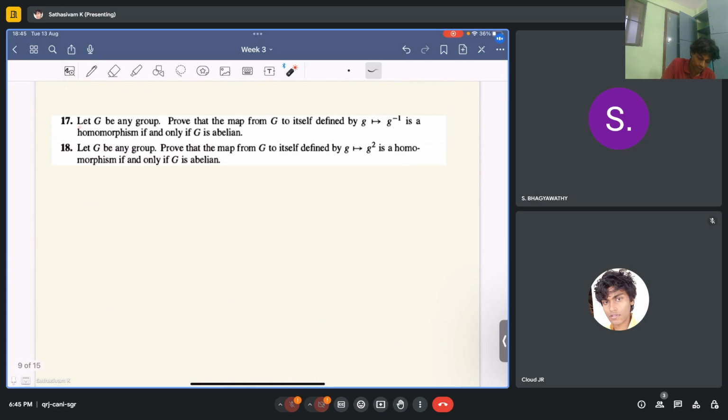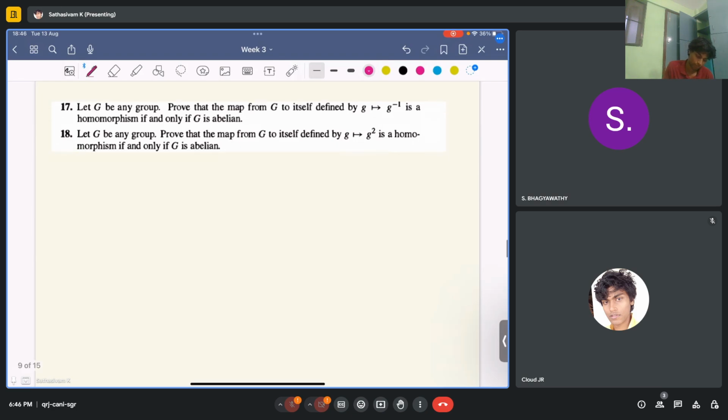So the question says the following: let G be any group. We will prove that the map from G to itself, defined by g goes to g inverse, is a homomorphism if and only if G is abelian. Okay. So take the map g to g inverse. This map is a homomorphism if and only if G is abelian. That is what we try to prove.